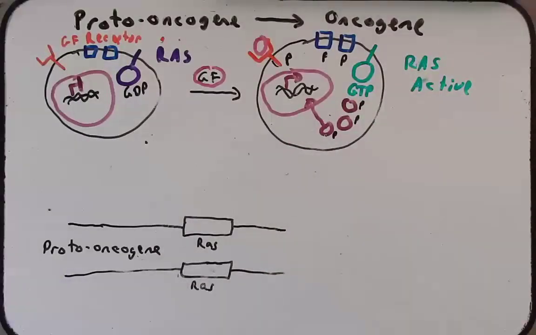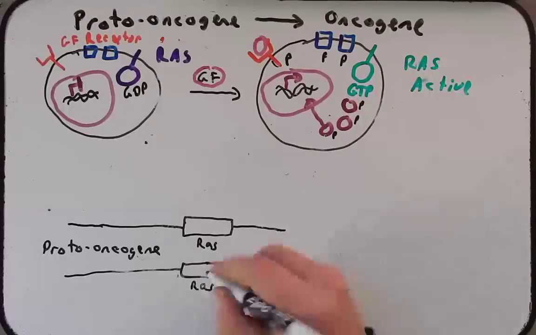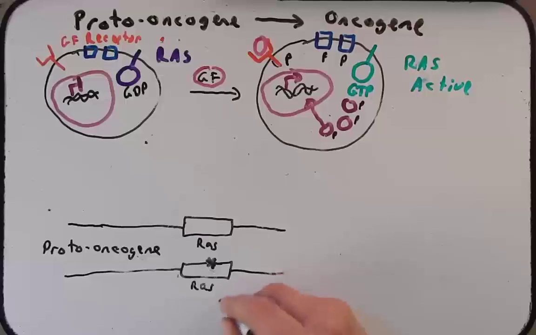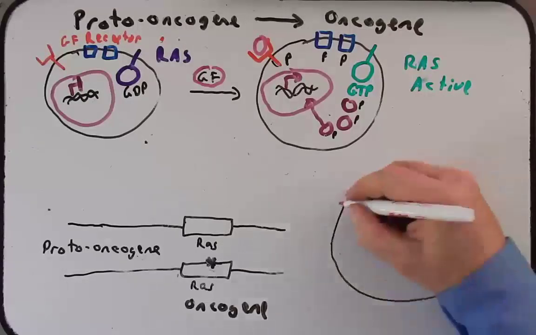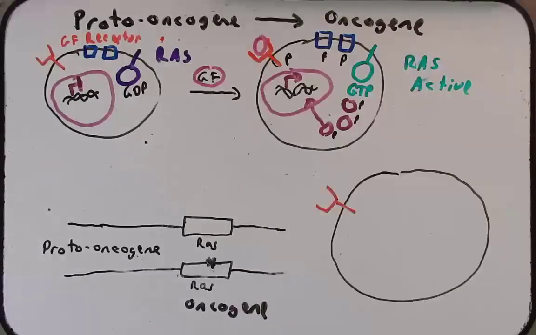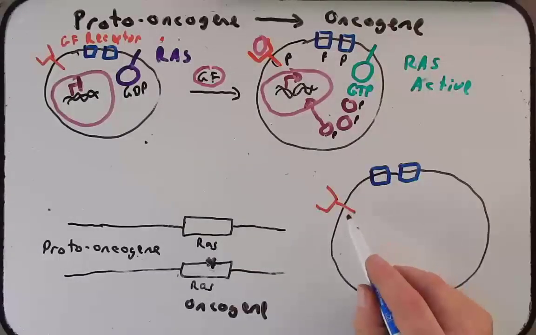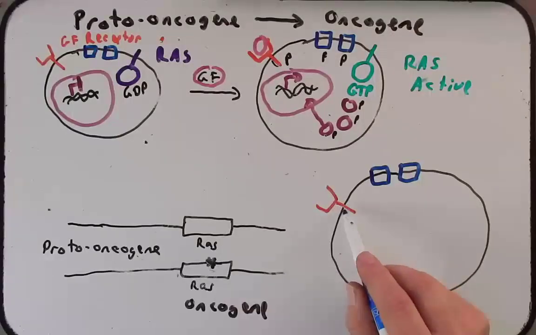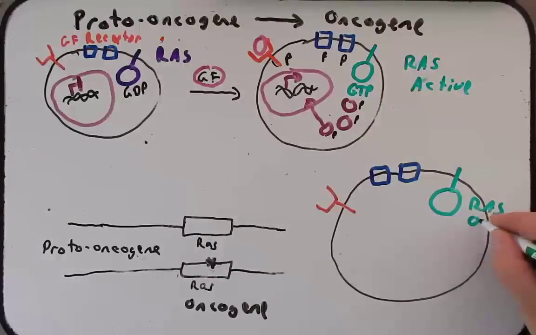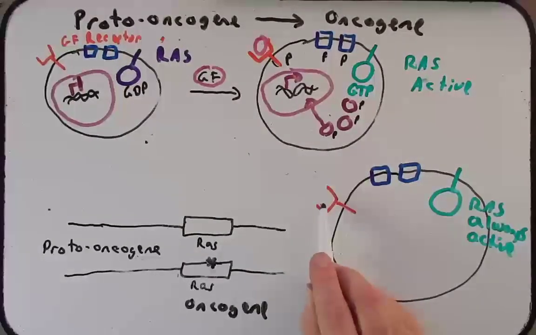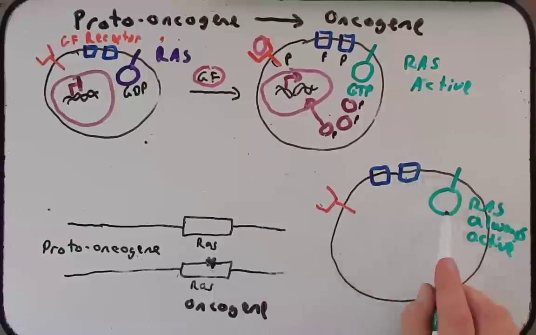So what happens when RAS becomes an oncogene? That is, what happens when one of these two copies down here becomes mutated, and now this RAS is an oncogene? I'm going to draw that cell here. This cell still has the growth factor receptor. It still has these targets that are going to become phosphorylated when the GF receptor is activated. But what's different here is the RAS protein is always active. You don't need the growth factor to bind here to activate these proteins, then to activate RAS.